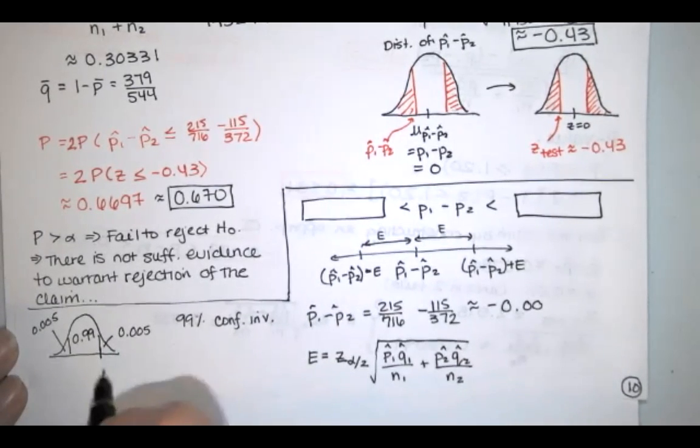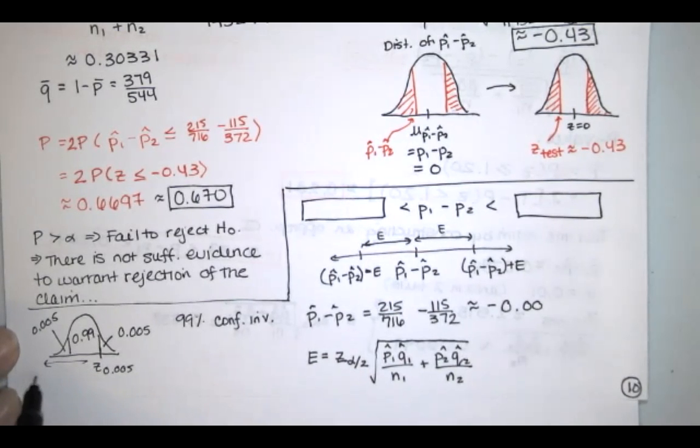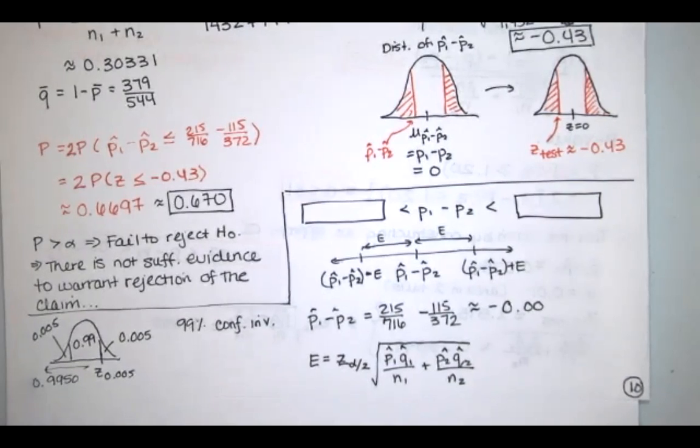And we want to find the z-score that separates that 0.005 area at the top from this area to the left of 0.9950. Now we could look that up in table A2 if we want. We could look for this in the body of the table and find the corresponding z-score, or we could use Excel. And I think I will use Excel this time.